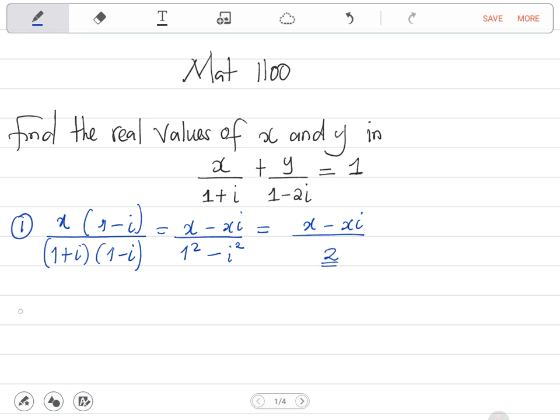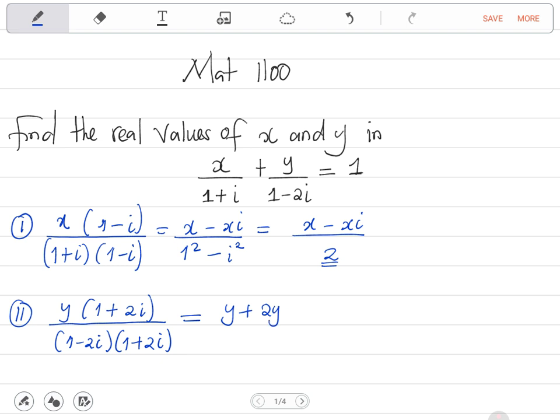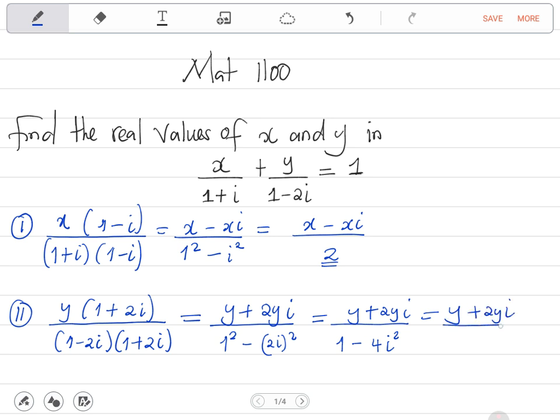Now let's look at the second part of the fraction. As well, we do the same. We're going to have y multiplied by the conjugate of 1 minus 2i, which is 1 plus 2i. The bottom part we do the same: 1 minus 2i multiplied by 1 plus 2i. You expand there, you get y plus 2yi over, and here of course it's a difference of two squares, meaning 1 is being squared minus, we are now squaring 2i. So y plus 2yi divided by 1 minus 4i squared, and i squared is negative 1, which will give me y plus 2yi divided by 5.